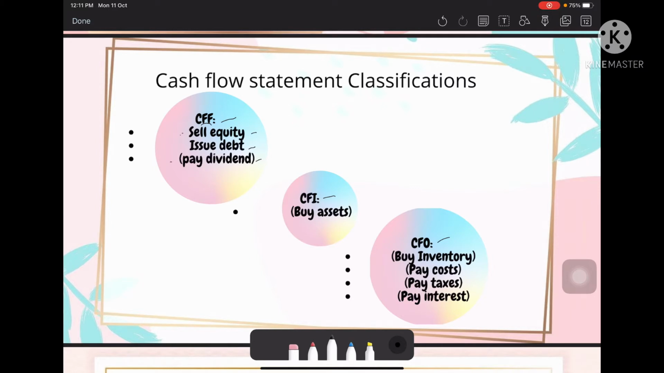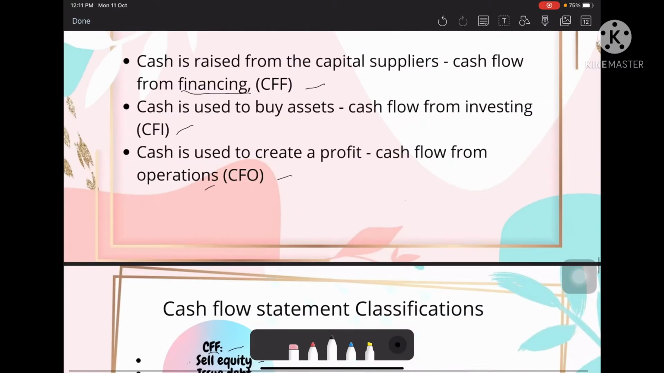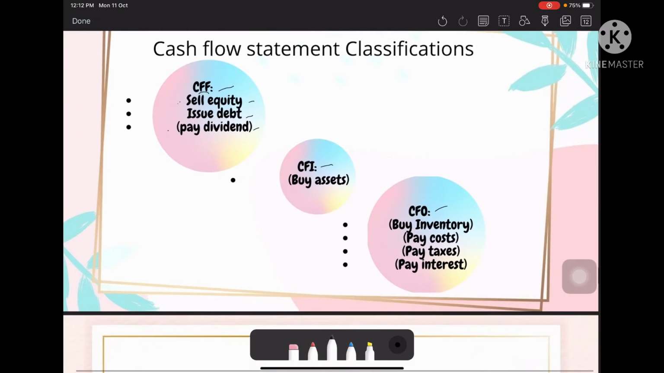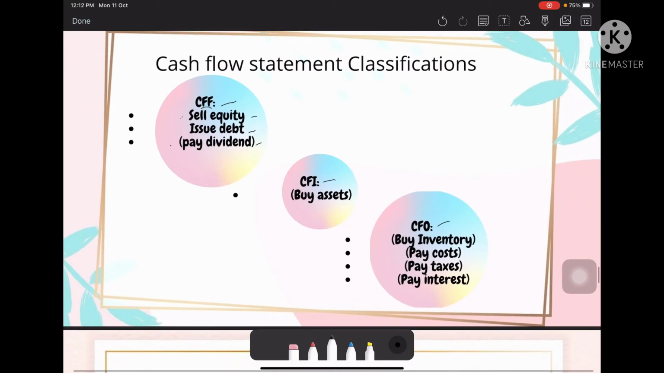Alright, okay. Next is cash from investing. As I highlighted above just now, cash from investing is used to buy assets. When we buy assets, for example machineries or plant for the company, it is an outflow. So that's why it is in the bracket here.